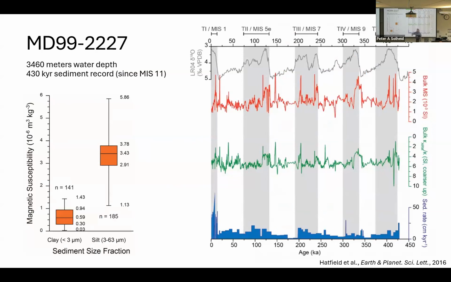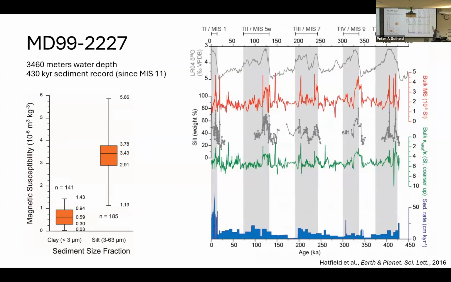The silts are enriched in magnetic minerals relative to the clays. So if we look at just the silt abundance now, we can bring in that texture data, and when we see increases in the silt weight percent, we see increases in the susceptibility. So we can interpret our susceptibility as a proxy for increased silt delivery to this location.